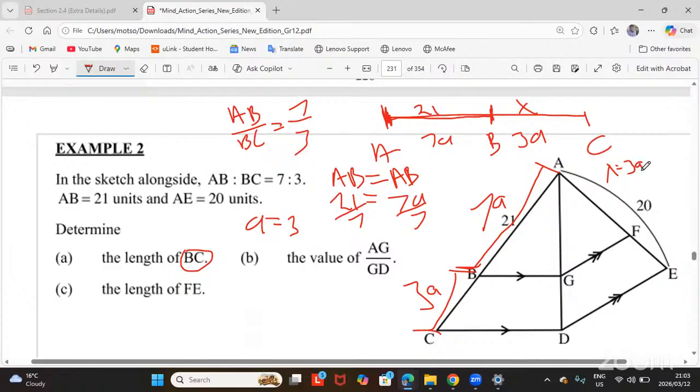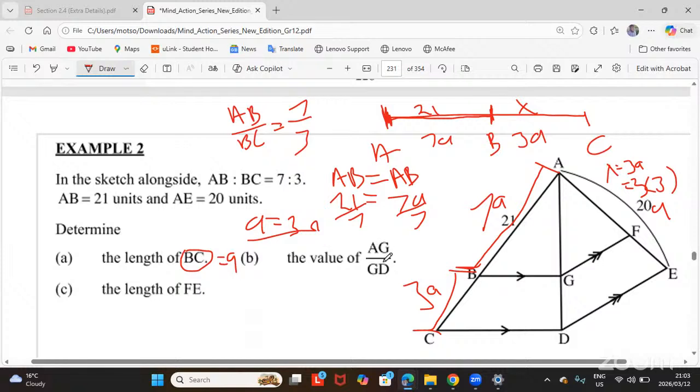Then we have the value of A. We want the value of X. We say 3, what is the value of A? We found it here. It was 3. Perfect. 3 times 3 is 9. So the value of BC is 9. Just like that. Fine.